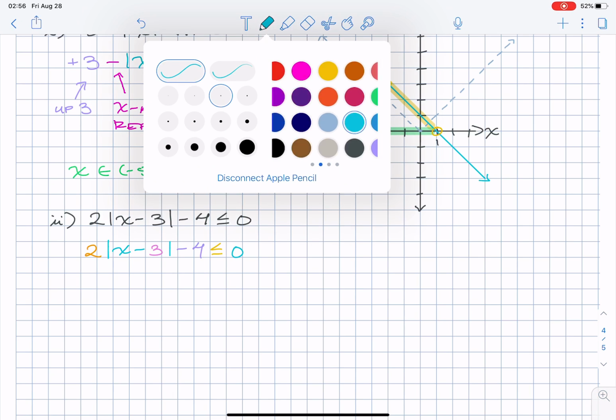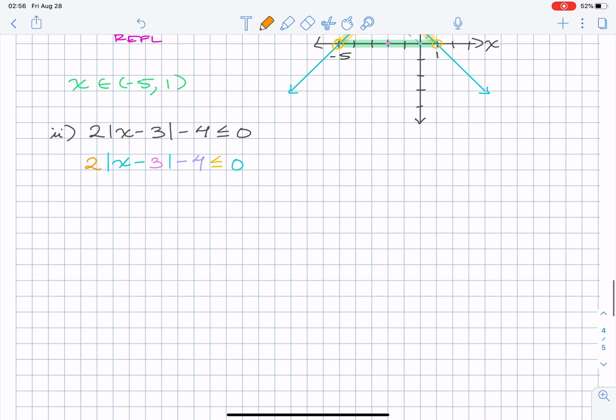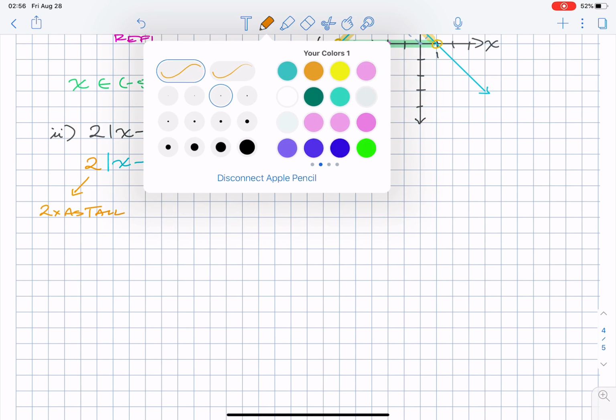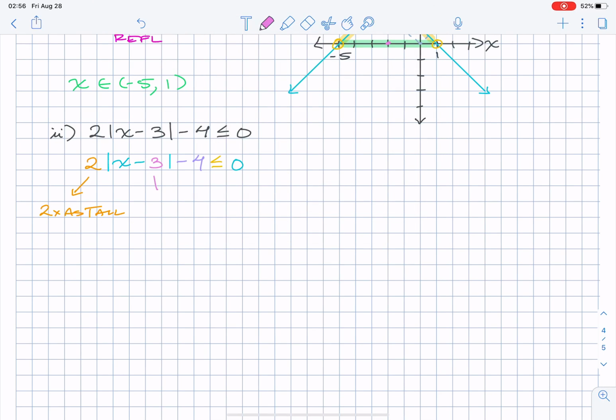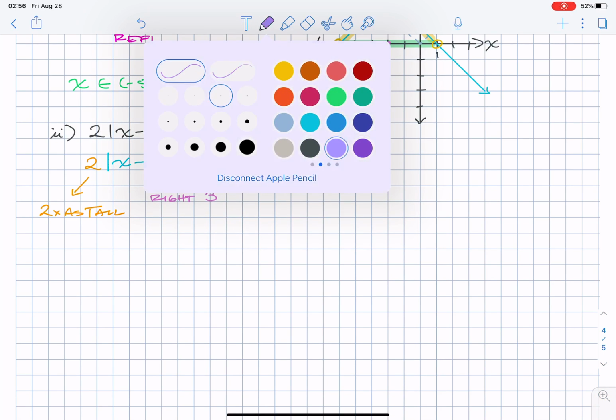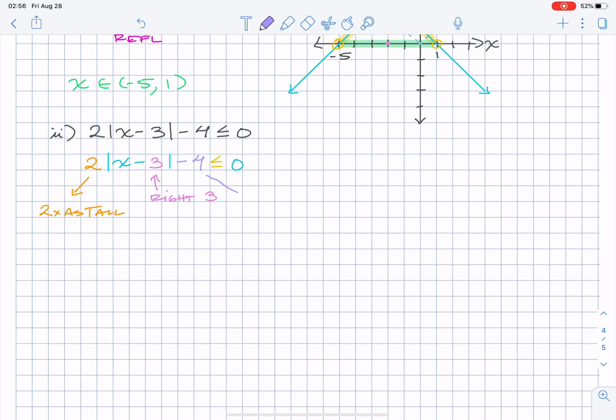Okay, so what does this 2 do when it's multiplied in front? So 2 times as tall. Inside the absolute value, I have a negative 3, so that's right 3 because it's counterintuitive. Outside the absolute value, I have a minus 4. So that is intuitive, so that's down 4. Okay, so what do we have? Let's go ahead and plot this.